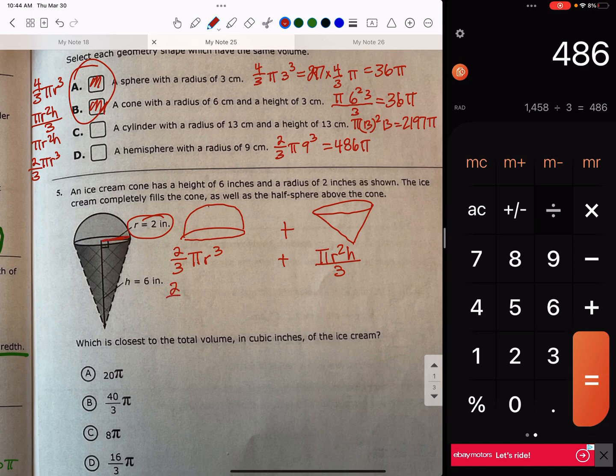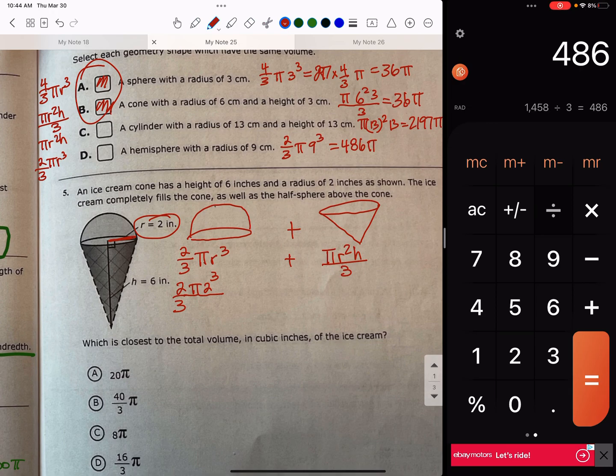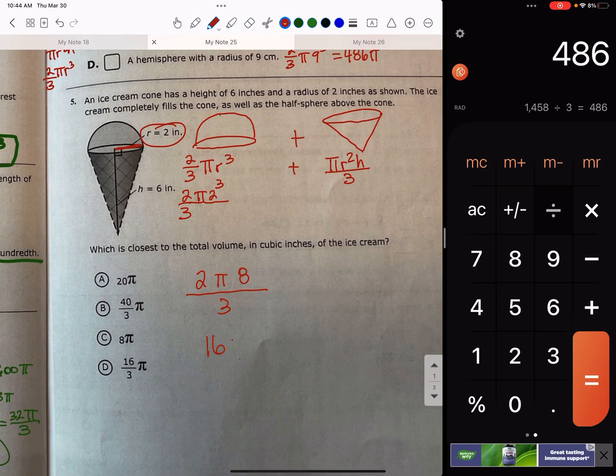So 2/3 pi times 2 to the third power. This is 2 times pi times 8 divided by 3. So this is 16 pi divided by 3. The reason I'm going to leave the pi there and I'm going to leave the fraction is because I notice all my answers have pi in it too. So if it was just the hemisphere, D would be the answer, but we got to add some more on.